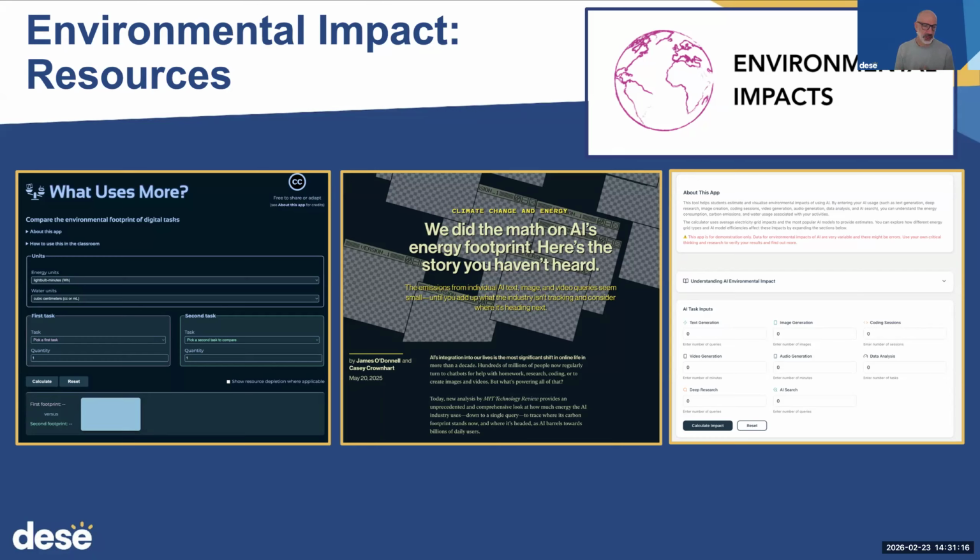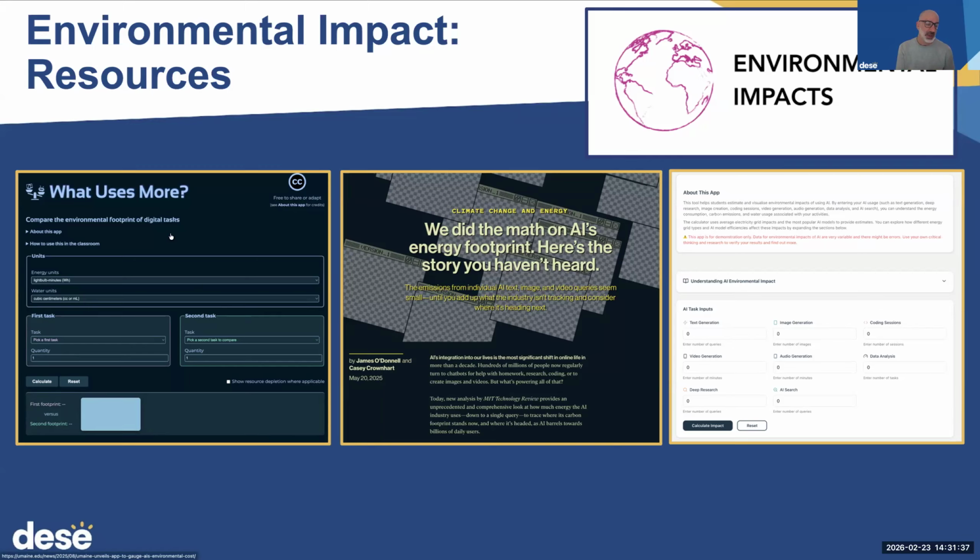Even in my own exploration of the topic, it seems like the technology is evolving so quickly and there's constantly slightly evolving, nuanced concerns and discussion around the severity of the environmental impact and what's actually going on. So we do have some tools that can help us. The tool on the left here comes from the University of Maine. It's called What Uses More.